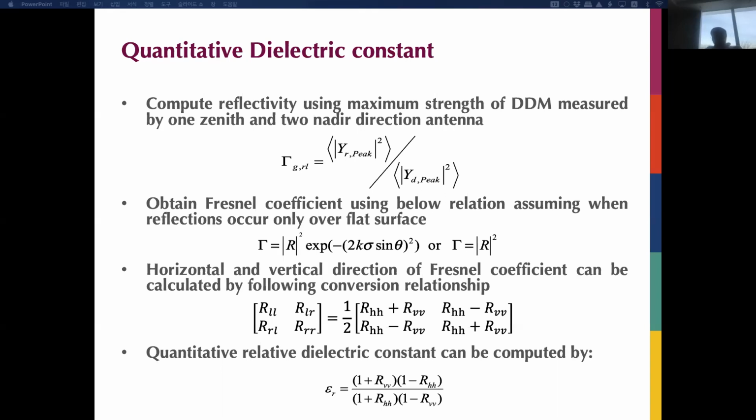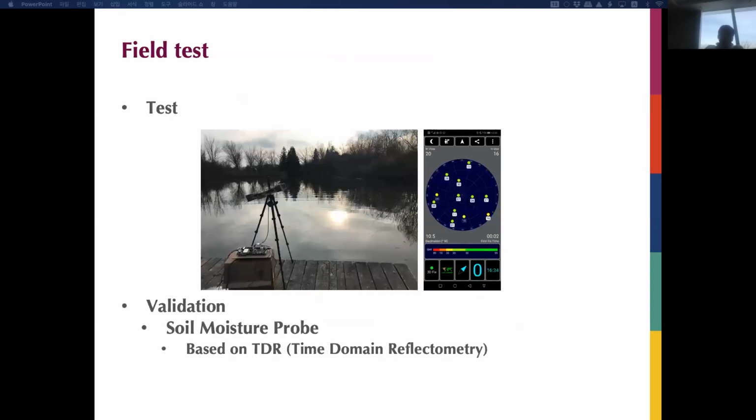After that, we haven't built any model from this dielectric constant yet, but in our group we will use this dielectric constant value to predict the soil moisture later on. Here's one field test. Unfortunately, we didn't take any photo while I was taking a measurement on the land, so I brought this photo from when we took a test on the lake near York University.